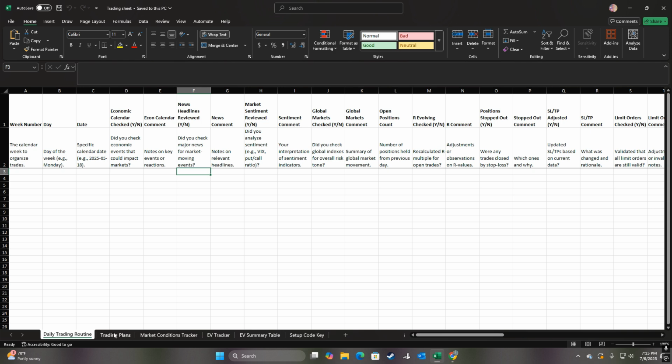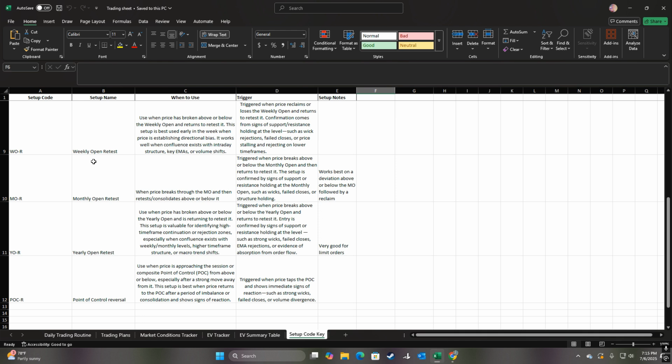I don't know if I want to start with this or start with the setup code key. So you need to come up with setups. You need to find areas where you can see where price interacts with that area, where you can observe how price interacts with that area.